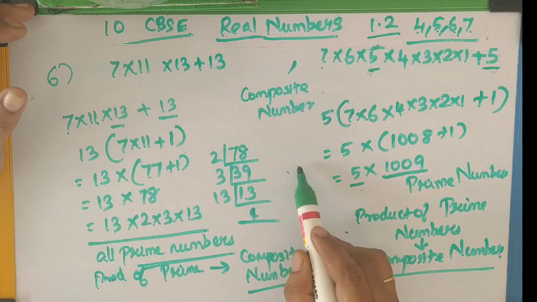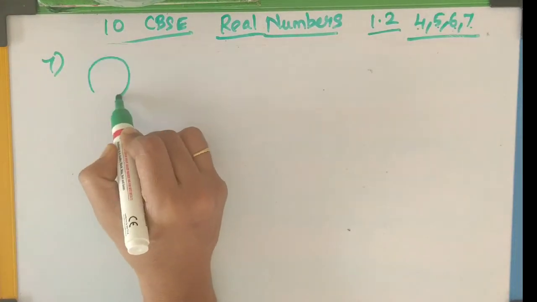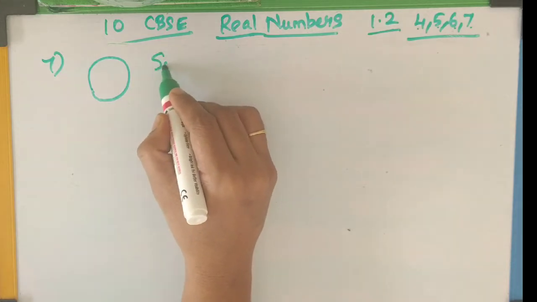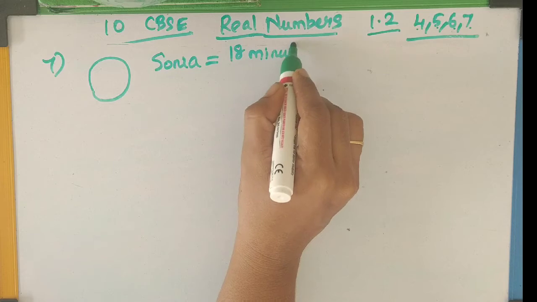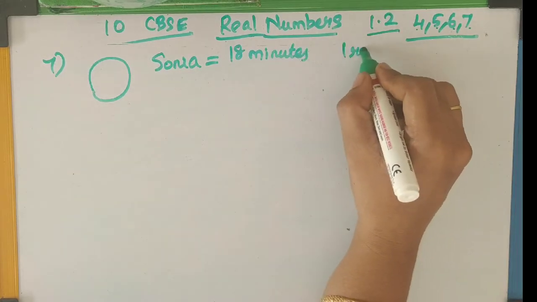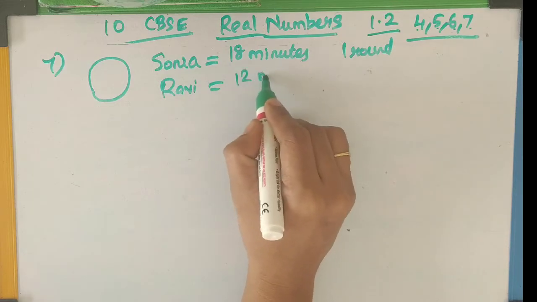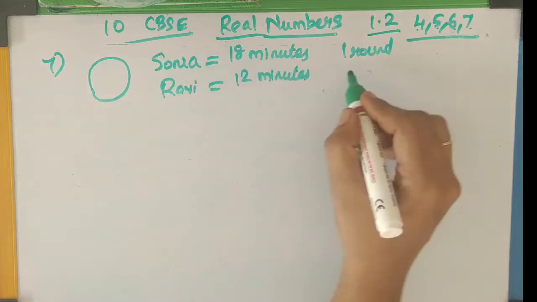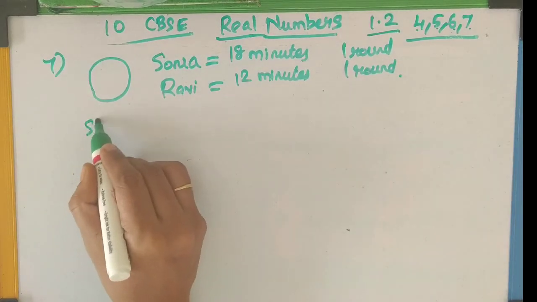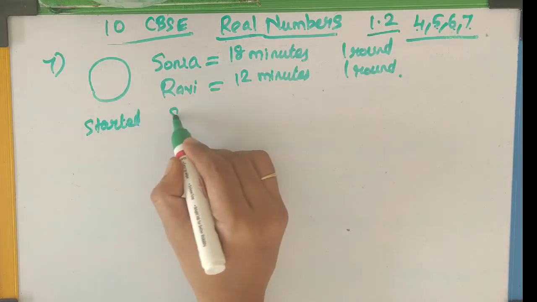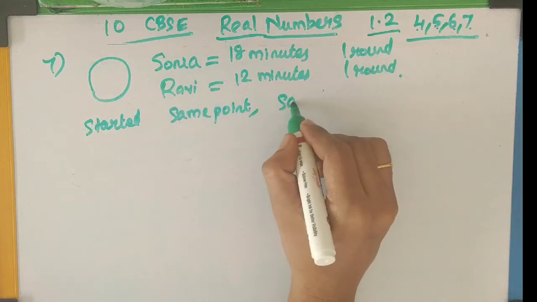Okay. Now let's go to the seventh question, that is the last question of this video. Here there is a circular path in a sports field and Sonia takes 18 minutes to drive one round of the field. Okay. While Ravi takes 12 minutes for the same to drive one round of the field. Okay. Now they both start at the same point, same time and same direction. Okay. This is the condition well explained.